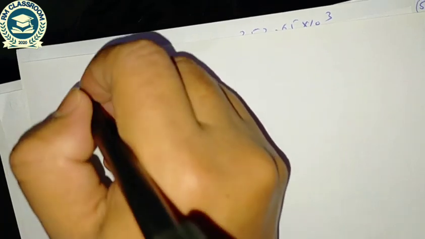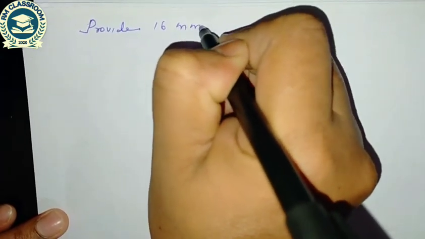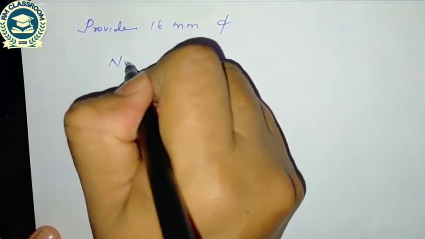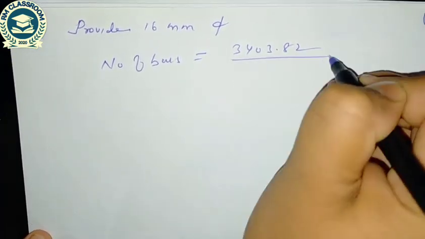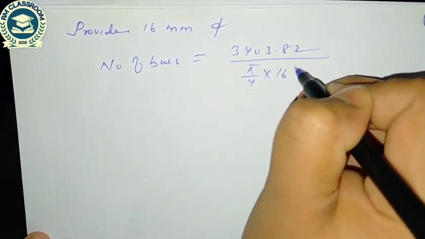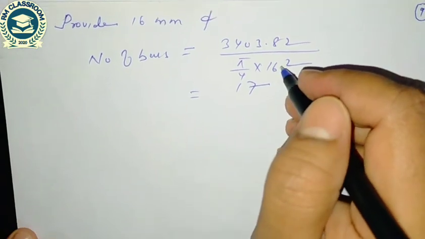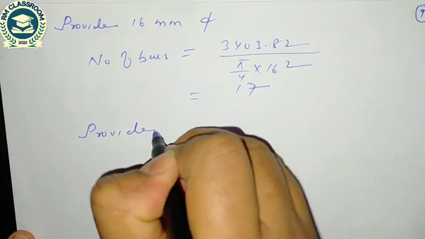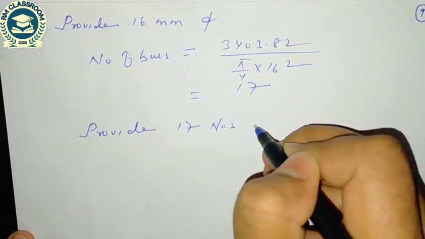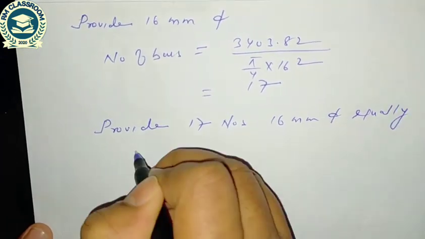So number of bars, provide 16 mm diameter bars. So number of bars is equal to 3403.82 divided by pi by 4 into 16 square, so it is coming 17. So provide 17 numbers of 16 mm phi equally distributed.